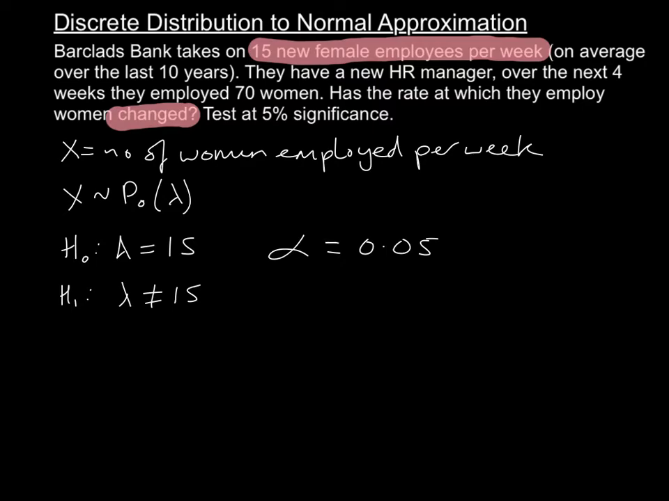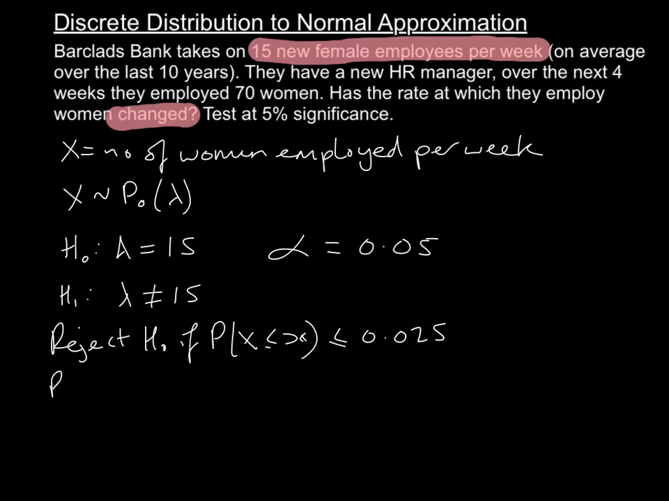Because it's a two-tailed test, we're going to be splitting the significance value. So we need to state when we're going to reject H0. We're going to reject the null hypothesis if the probability of X less than or equal to x is less than or equal to half of the significance level, 0.025, or we're going to reject H0 if the probability of X greater than or equal to x is less than or equal to 0.025.